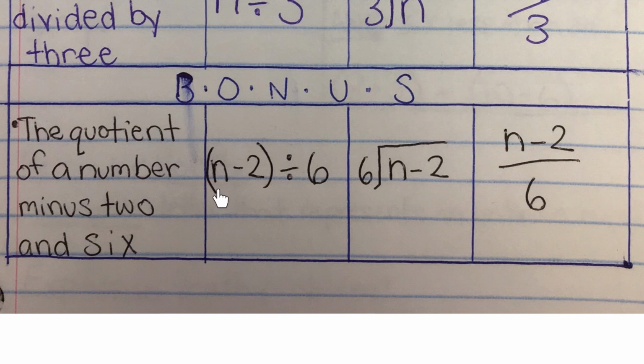Our dividend is n minus 2 because it is a number minus 2, n minus 2, divided by our divisor of 6. Here, our dividend is n minus 2, so it goes inside the house. Dividend, dividend inside. 6 is the divisor, so it's at the door. And over here, our dividend goes on top, n minus 2, and the 6 goes below.